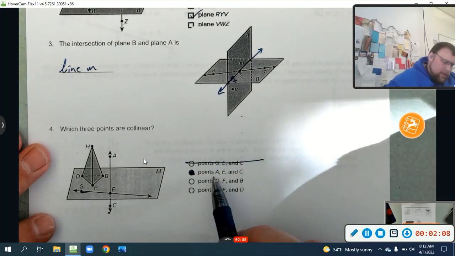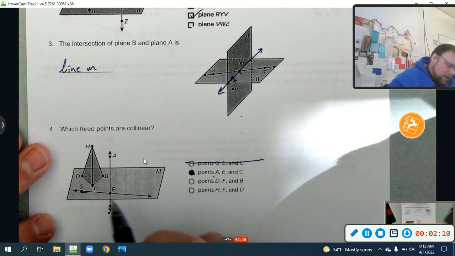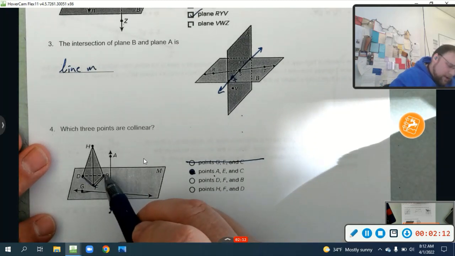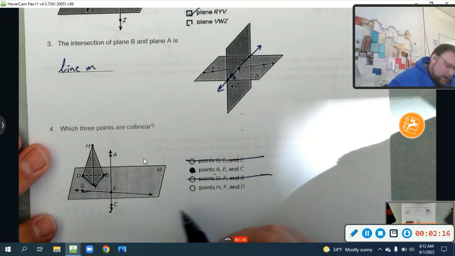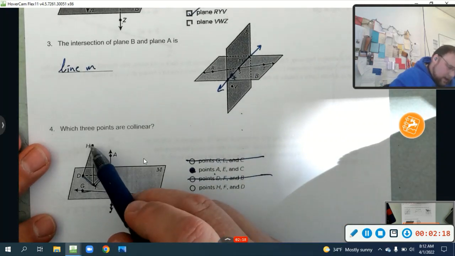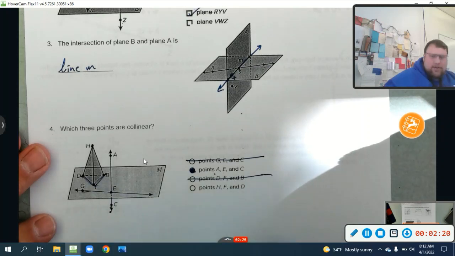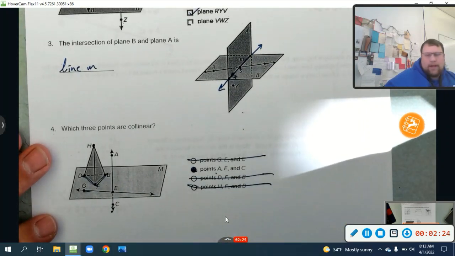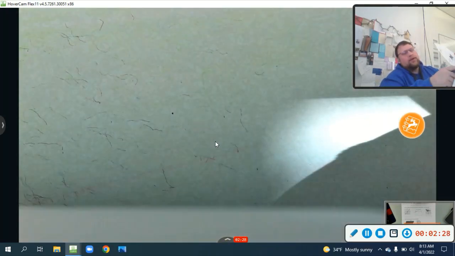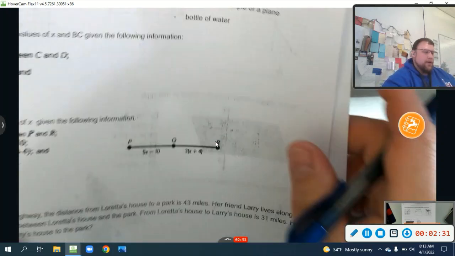And since we found our answer, let's keep going, though. How about DFB? Oh, those form a triangle. They form a plane, but not a line. And HFD again. Those are not collinear. So our AEC is correct. That's page 1. This is going quick. Slows down a little bit in the back half, but front half's pretty quick.